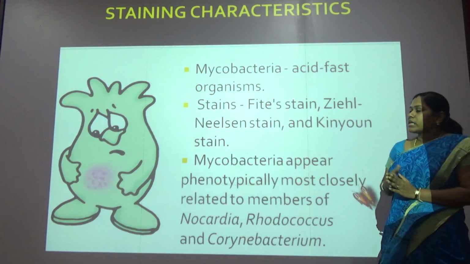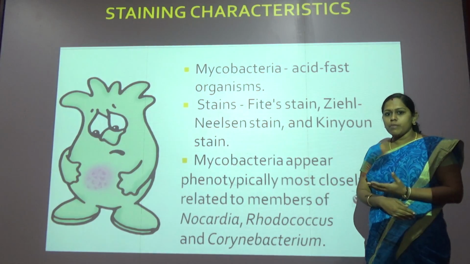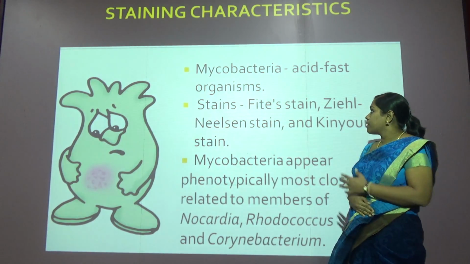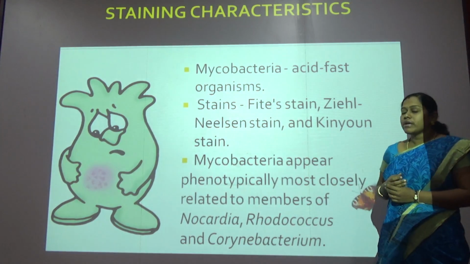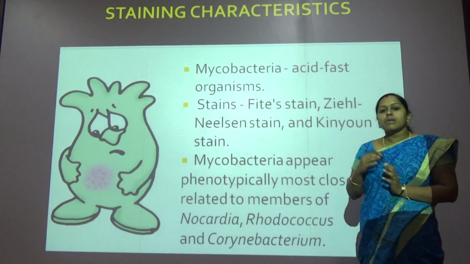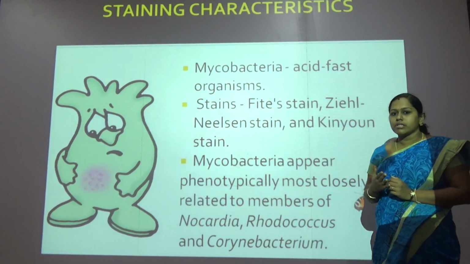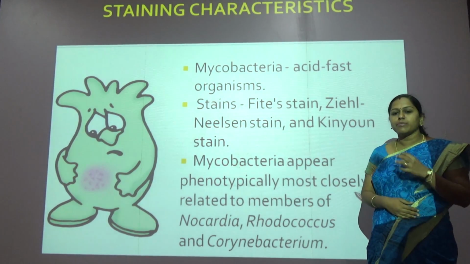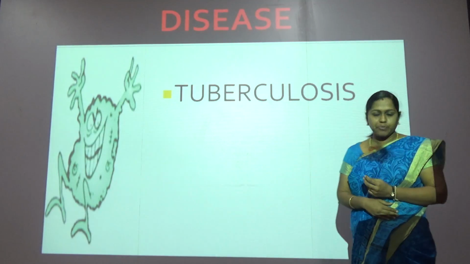Coming to Mycobacteria staining and cultures. To view the morphological structures of Mycobacteria, we have to stain using different staining methods. The common method is acid-fast staining, and the other staining methods are rhodamine stain, Ziehl-Neelsen stain, Fite stain and Kinyoun stain. Mycobacteria are phenotypically closely related to Nocardia, Rhodococcus and also Corynebacteria. Nocardia and Corynebacteria commonly produce serious diseases, mainly skin diseases in human pathologies.